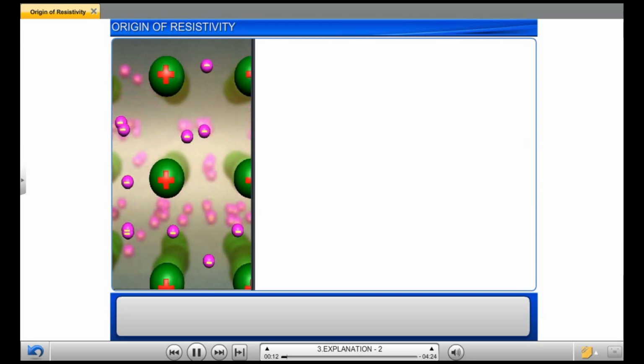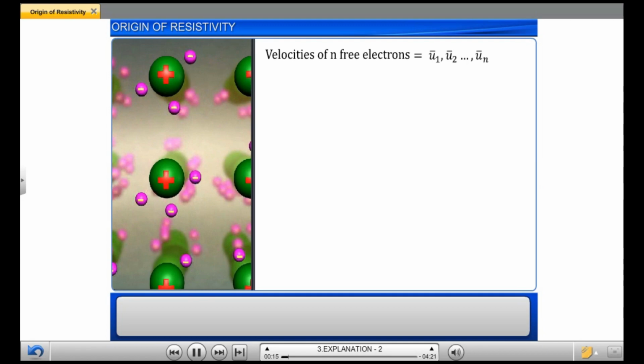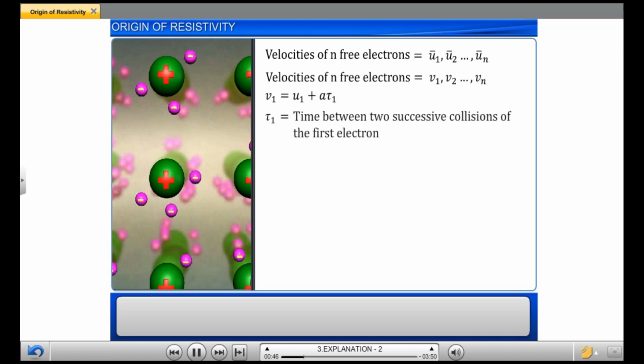Earlier, we considered the velocities of n number of conduction electrons at any given instant to be u1, u2, so on till un. Now, when the electrons are subjected to the electric field, let their velocities be v1, v2, so on till vn. Here, v1 is equal to u1 plus a into tau 1, where tau 1 is the time between two successive collisions of the first electron.